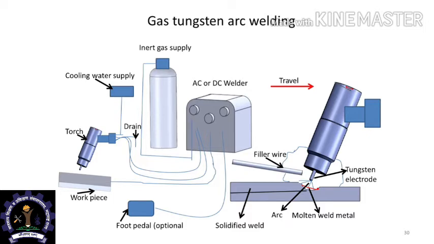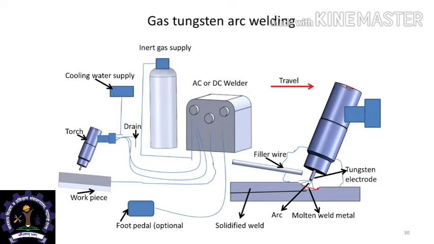And as the torch strikes an arc with the workpiece and is moved, you would see that a molten track will be made on the base material. If the welding process requires, a filler wire can also be added along in the arc, so that it can melt and make the deposit.